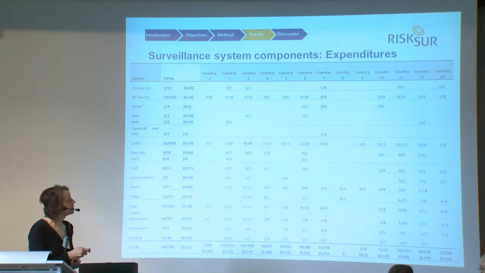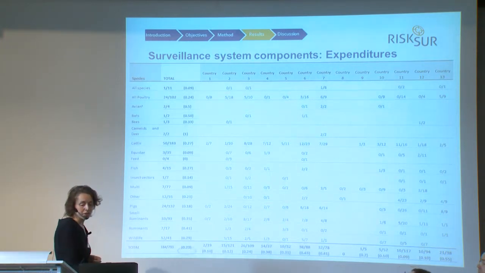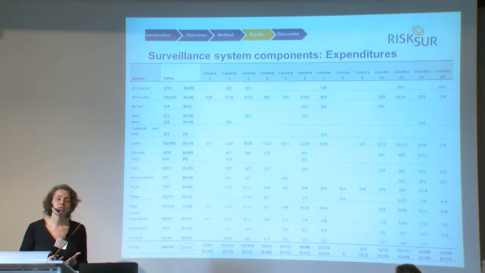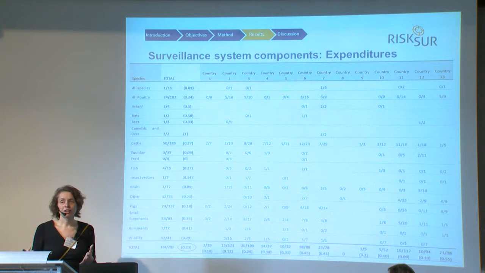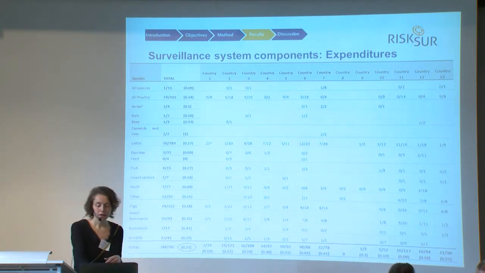So here you see the total number of components recorded and how many components came with an expenditure estimate for all the 13 countries. In total, only 23% of all the surveillance components that were recorded in our database came with an expenditure estimate. So it was not possible to say how the resources are allocated to surveillance.